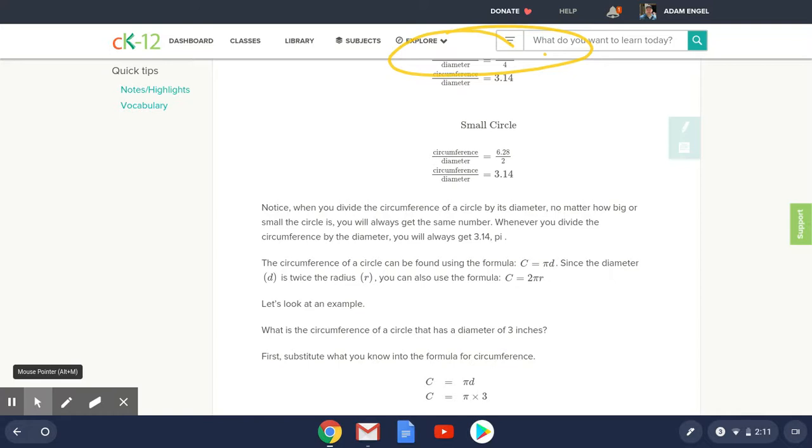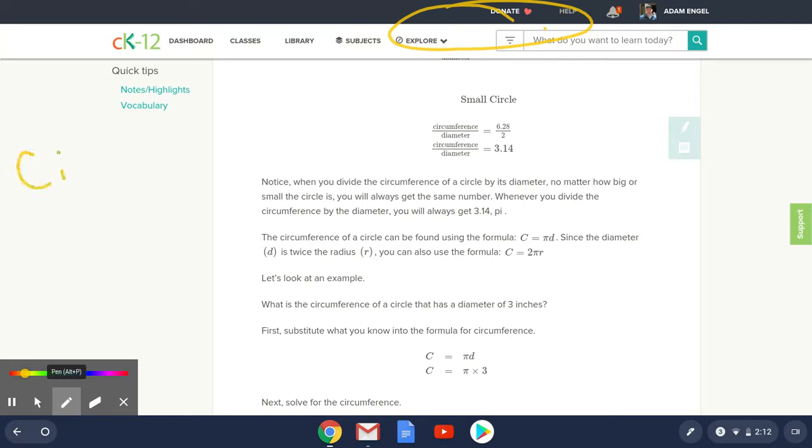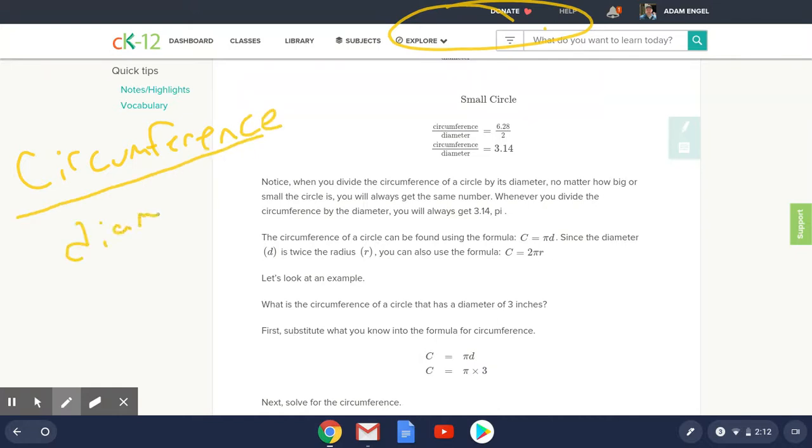It's our secret ingredient that every circle needs: pi. Notice when you divide the circumference of a circle by its diameter, no matter how big or small the circle is, you will always get the same number. So circumference divided by the diameter will always equal pi, or this symbol right here.